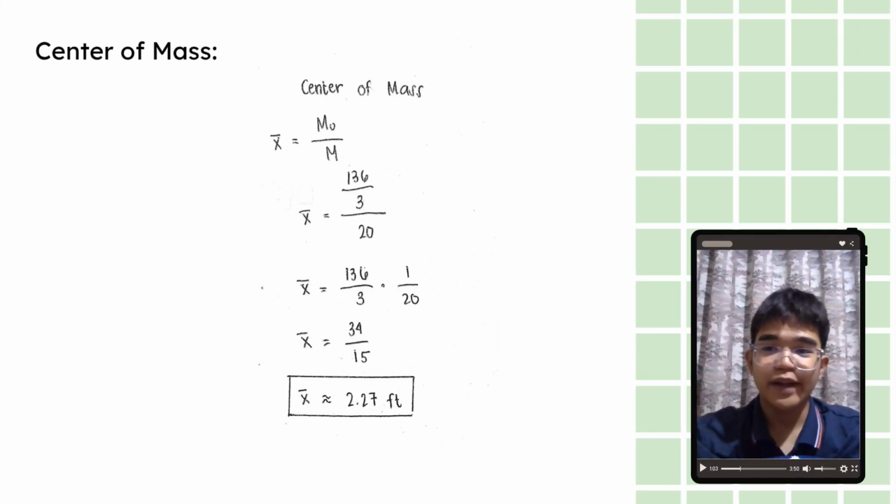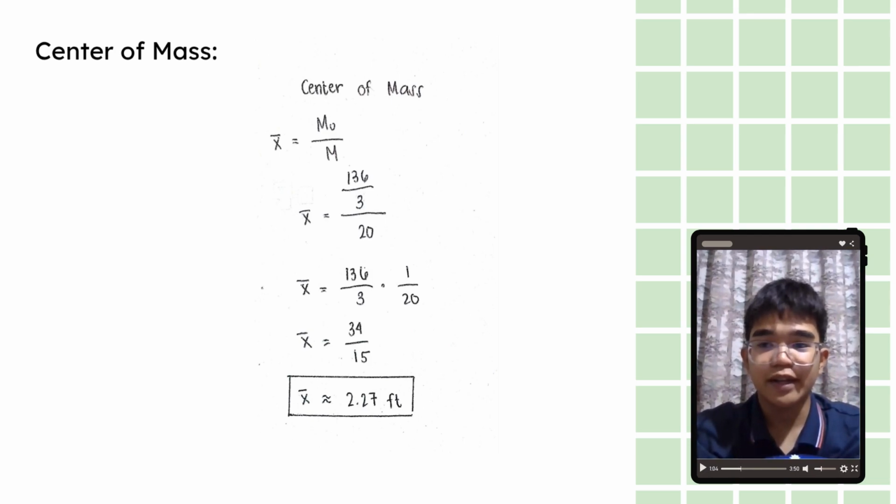Lastly, we calculate the center of mass. We have x bar equals the moment of mass of a rod divided by the mass of a rod. Since we already calculated the mass and the moment of a rod, we now have x bar equals 136 over 3 divided by 20. We first get the reciprocal of 20, that is 1 over 20. We now have 136 over 3 times 1 over 20, that would give us 34 over 15, or approximately 2.27 feet.